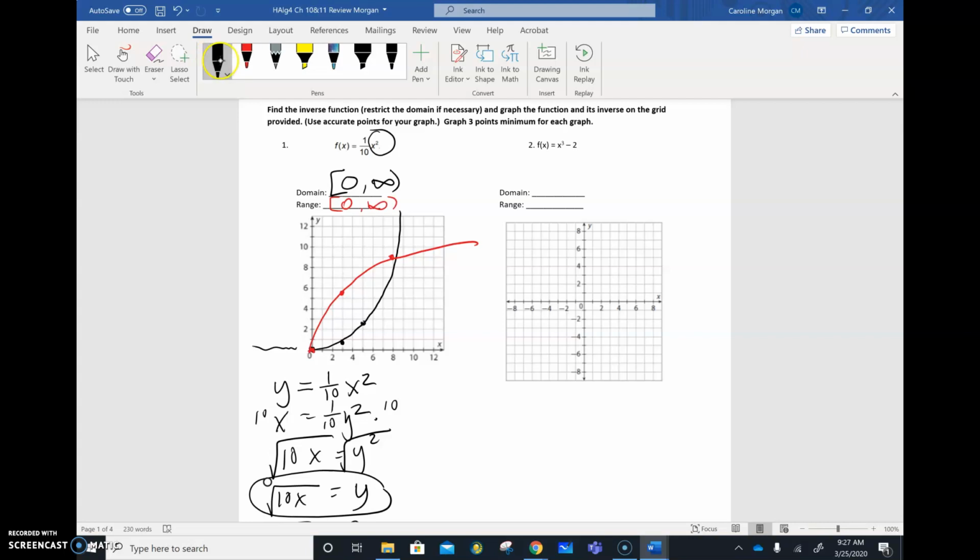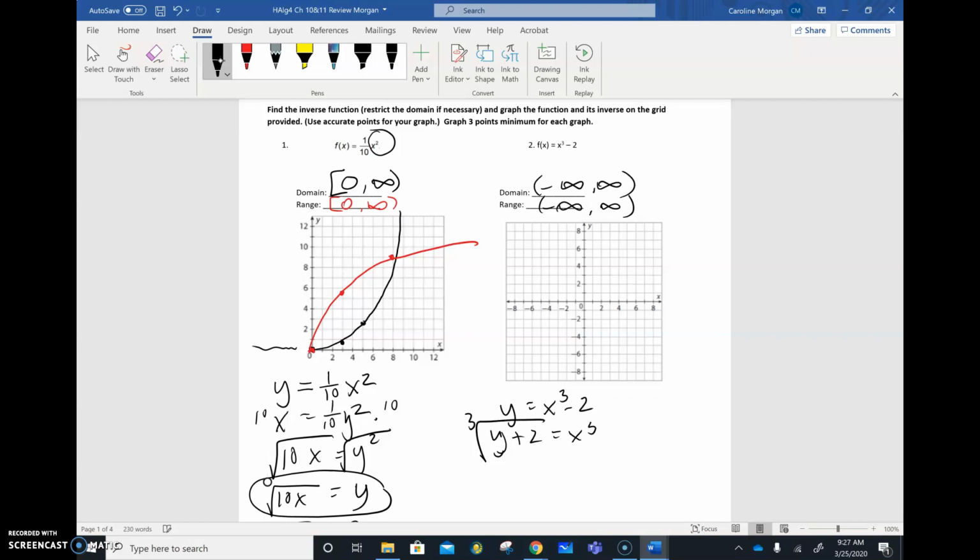All right, let's look at the second problem. The second problem is a cubic, which guess what? I automatically know my domain and my range, don't I? Okay, so I'm going to find my inverse. So y equals x to the third minus 2. Y plus 2 equals x to the third.